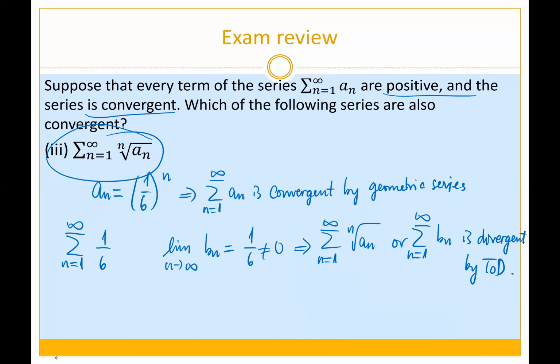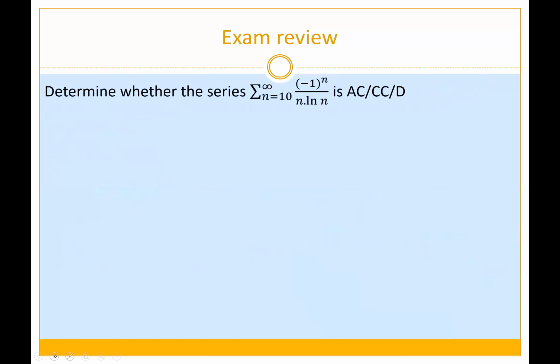So next one is also the last question I have for this review. I don't think this is a hard one, but I saw 2 people got this one wrong. So I think I should go through it again and make sure that you understand it. So exam review: determine if the series is absolutely convergent, conditionally convergent, or divergent.